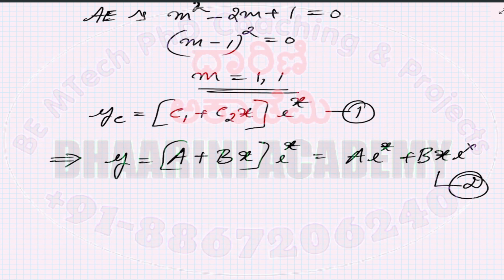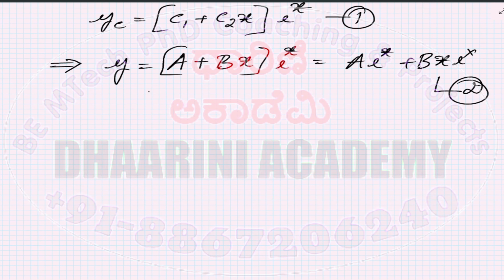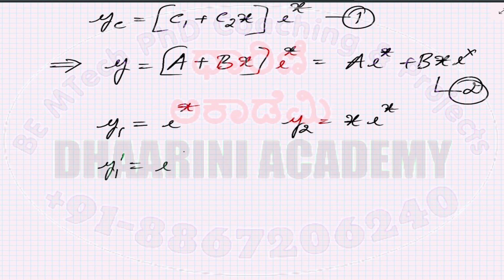So in order to find the values of a and b, we need the other parameters. What is y1? y1 is equal to e to the x. What is y2? y2 is x into e to the x. What happens to y1 dash? It remains the same, e to the x. What happens to y2 dash? First keep the first function as it is, differentiate, this is e to the x, keep the second function as it is, e to the x, differentiate x, which is 1.